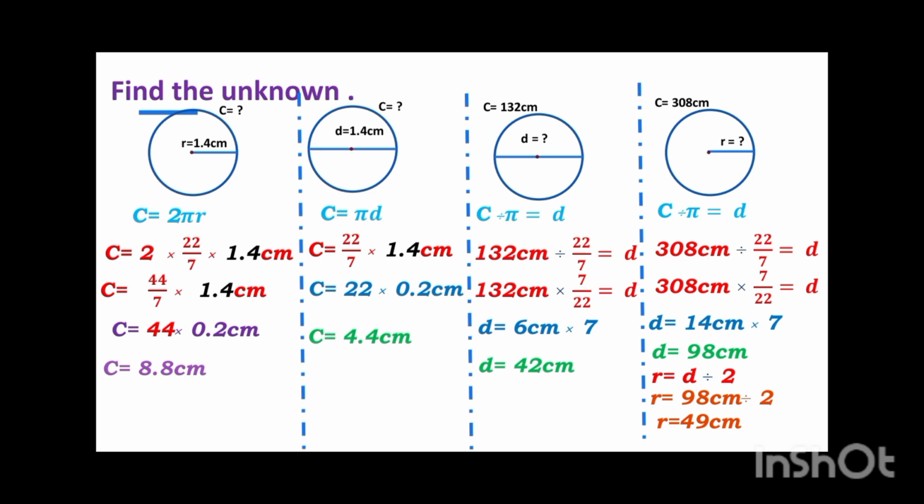We have to find the radius. So radius is equal to diameter divided by 2. So 98 divided by 2 gives us 49 centimeter.